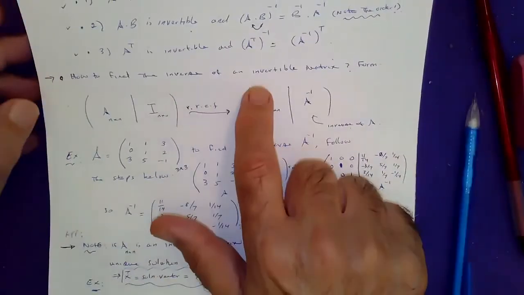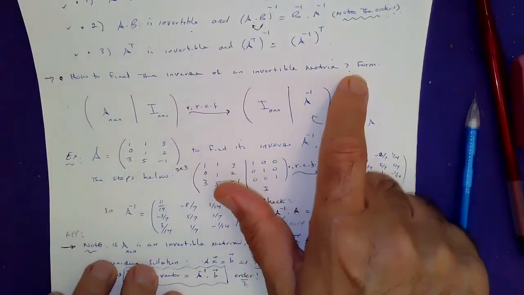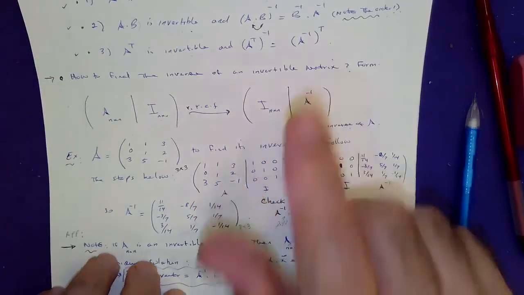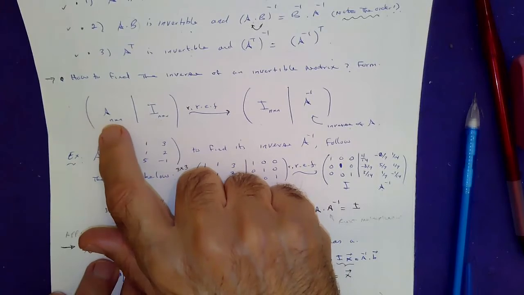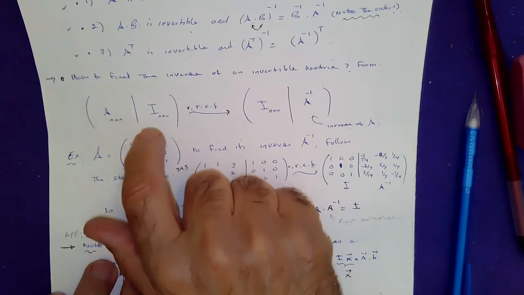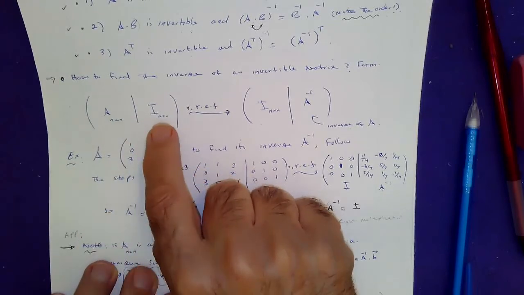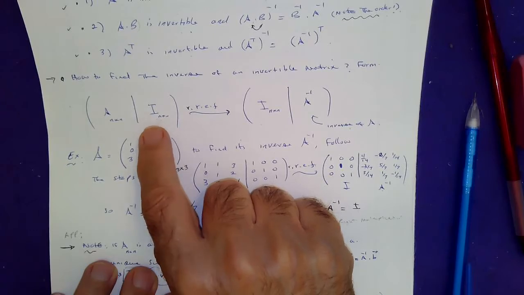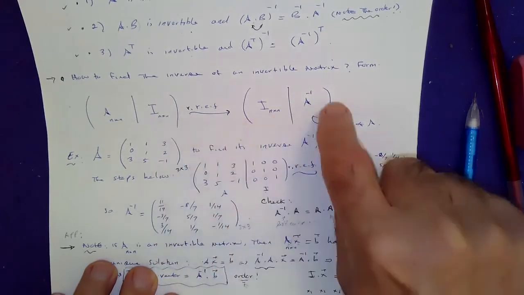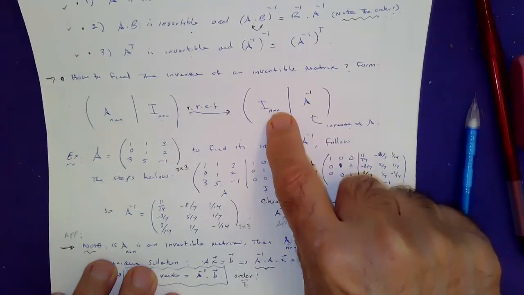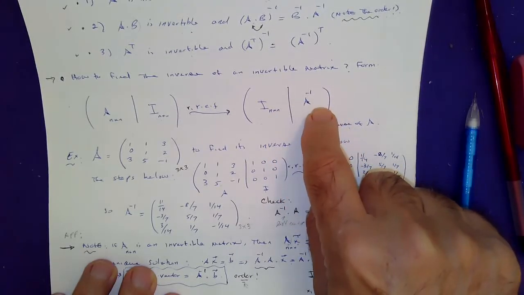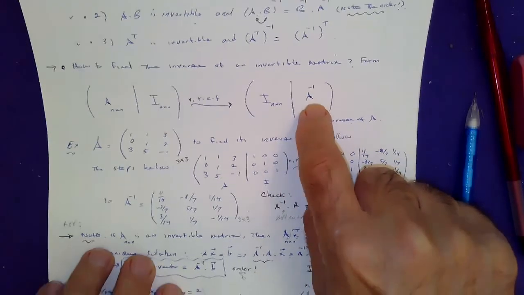But how do you find the inverse of an invertible matrix? The idea is if you can take a matrix and via elementary row operations change it to the identity matrix, that matrix has an inverse. So if you reverse the process, you get the A inverse. In other words, going from identity back to the matrix itself gives you the inverse.